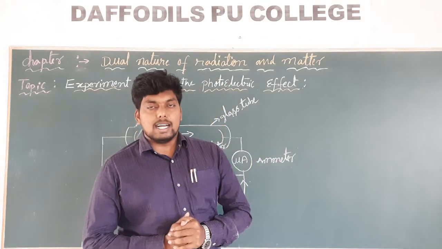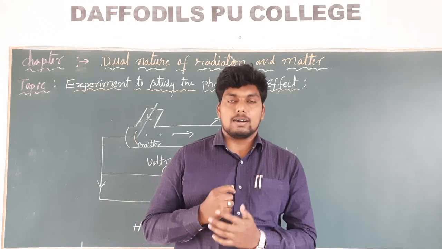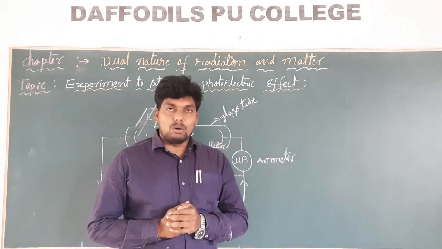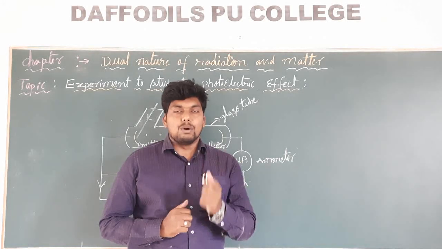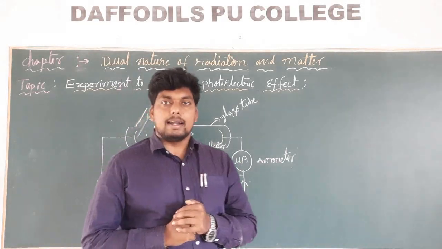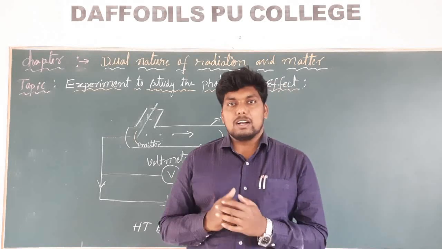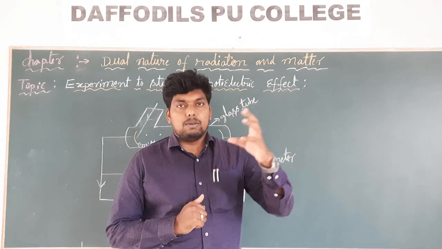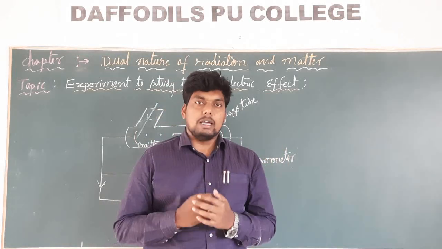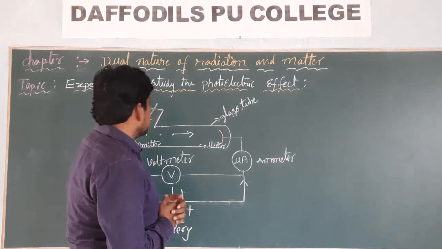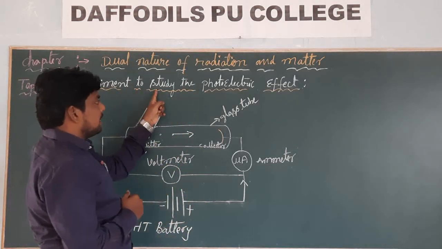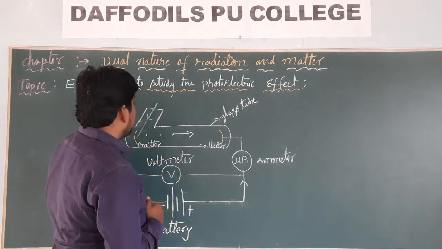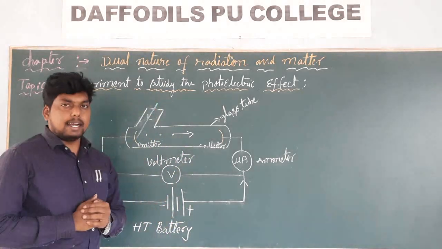In the last class, I explained electron emission, types of electron emission, the photoelectric effect, photoelectrons, photoelectric current, work function, threshold frequency, and threshold wavelength. I have explained all these things. Next, I am going to start the topic, that is, the experiment to study the photoelectric effect. What is today's topic? Experiment to study the photoelectric effect.